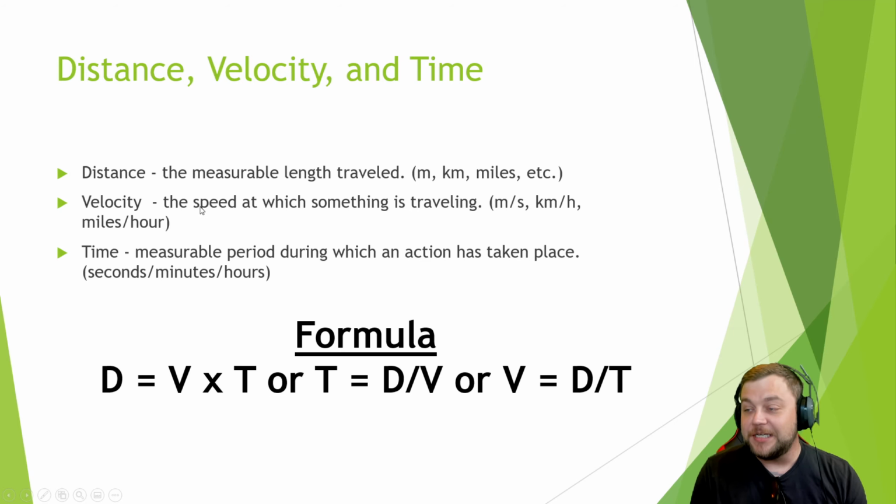Distance, velocity, and time, okay? So you might see these equations, or you might have to use one of these equations. And what I've put down is all of the different forms of the distance equals velocity times time equation. You can just go through this with algebra, so d equals v times t, or t equals d divided by v, or v equals d divided by t, okay?